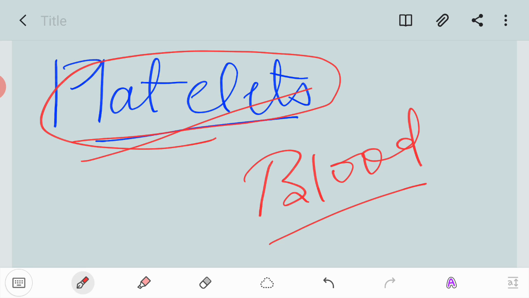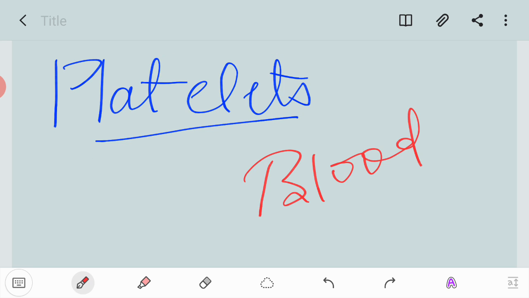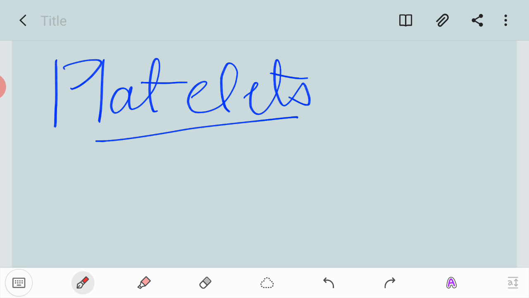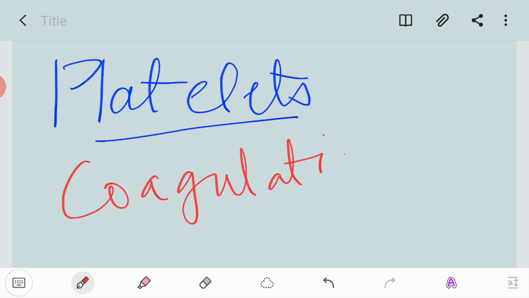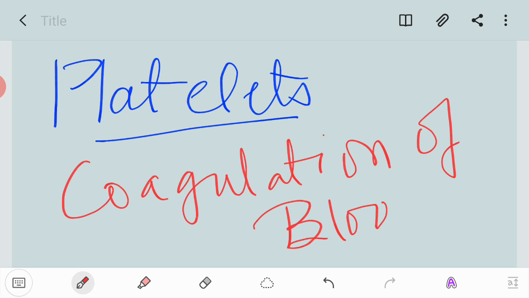Correct? Now, let me tell you clearly what platelets are. I've already said platelets help in coagulation of blood. Remember this term, coagulation. Maybe this is new to you. Coagulation of blood means just stopping the blood from flowing out of the body.